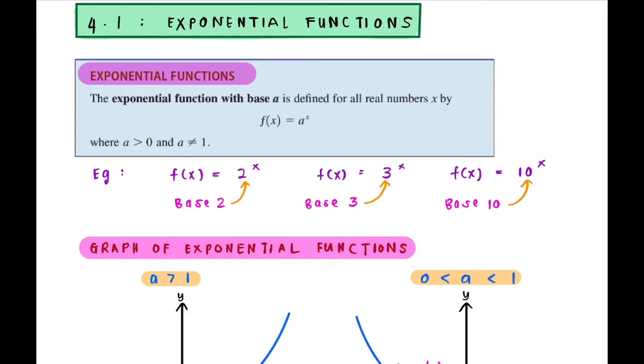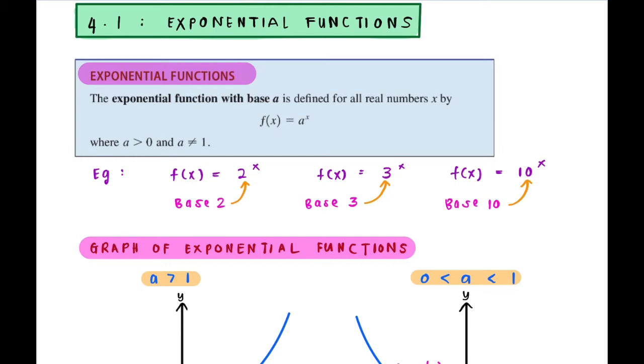And your base a must always be more than 0, and then your a cannot be 1, because when your a is 1 power of something, you will have 1 only, which is the constant. So that one is not considered an exponential function. Example, let's say you have f(x) equivalent to 2 power of x. This is an exponential function with base 2. Another example, 3 power of x, base 3, and then the last one, 10 power of x, the base 10. Okay, this is how you recognize the exponential function equations.